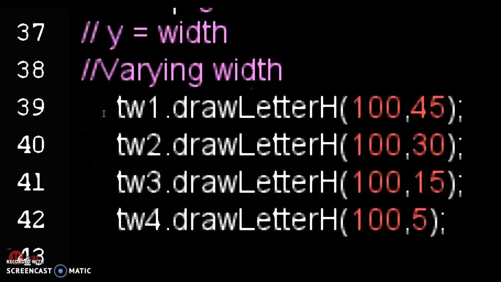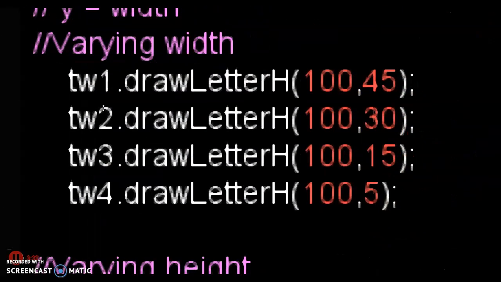Now let's begin with our width varying turtles. I'm going to call all 4 of them. I'm going to call them and use the method draw letter H. And in the parameters, as you can see, the X or the height is 100 for all 4 turtles, being that it's staying the same, but the Y or the width is going to vary.